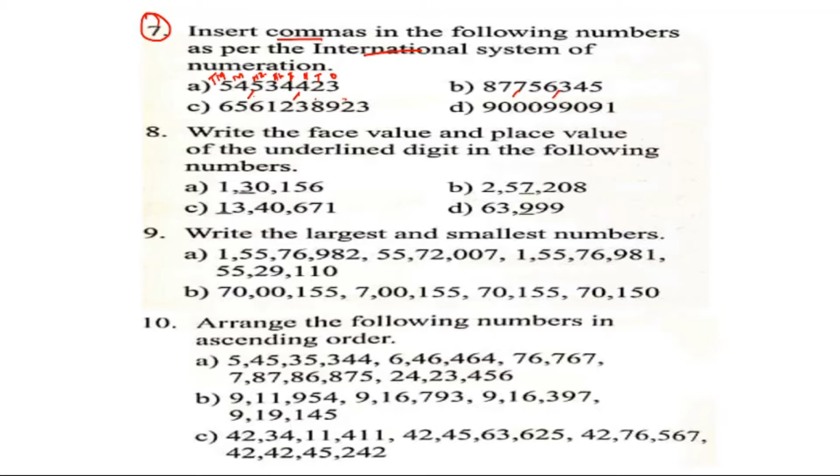So it will be read as 87,756,345. Next, again here also, before three numbers. Okay, so it will be 6,561,238,923. Okay, I will show you how to write this one.